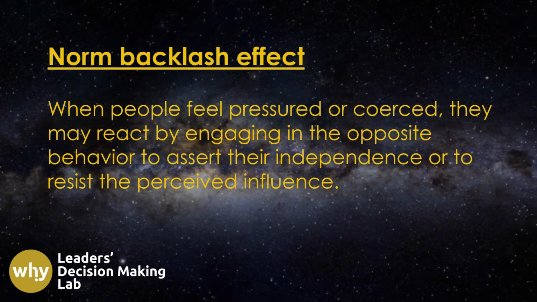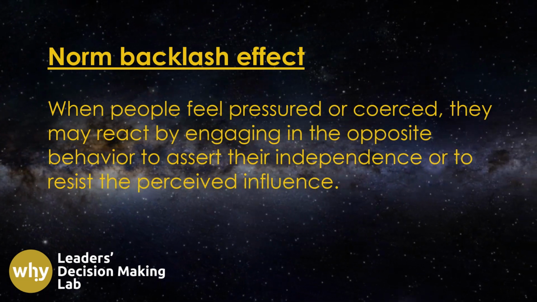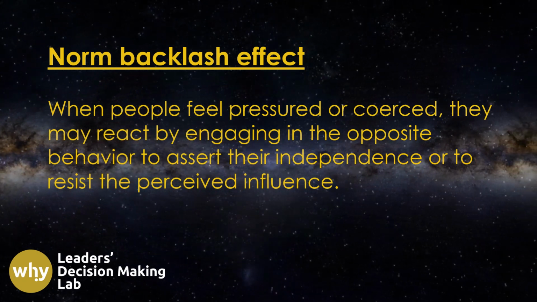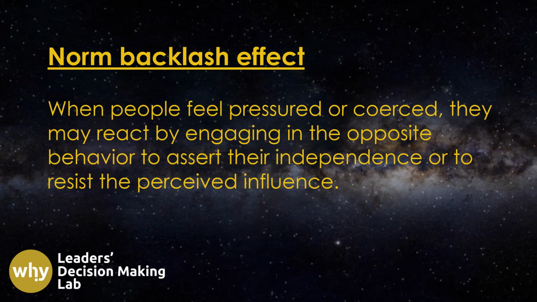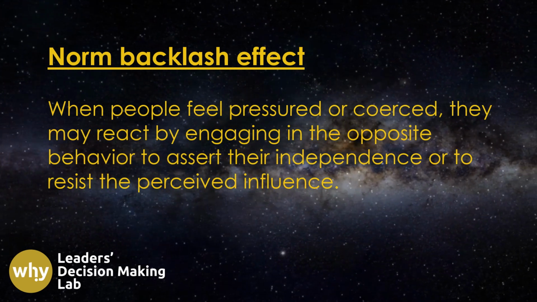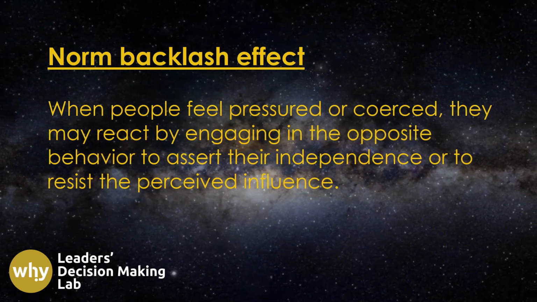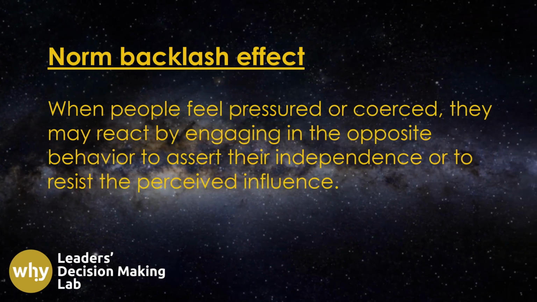For example, if a social norm campaign focuses on the prevalence of underage drinking and highlights that most students engage in this behavior, some individuals may react by resisting the message and increasing their engagement in underage drinking as a form of rebellion or to assert their autonomy.